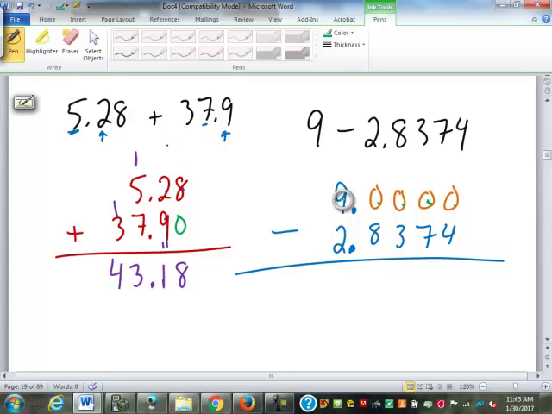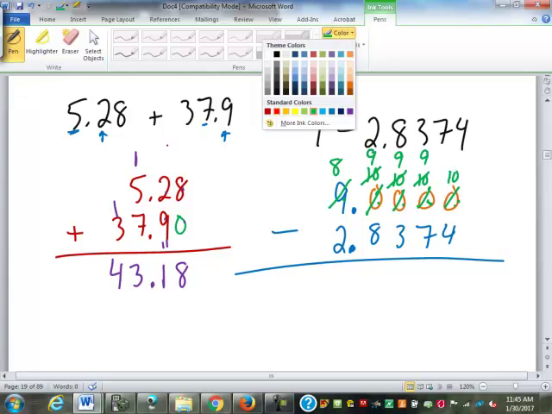We go all the way to the 9. We're going to borrow from the 9, making that an 8, which makes this a 10. But we need to get it all the way down here, so we have to keep borrowing. Borrowing from the 10 to make that a 9. This is a 10. Borrowing again, this is a 9, and now this is a 10. One more time, this is a 9, and this is now a 10.